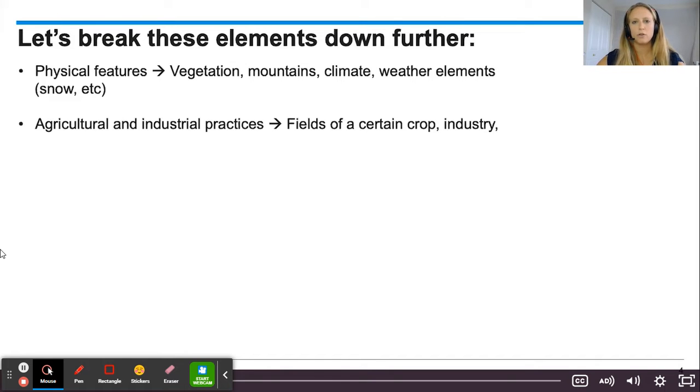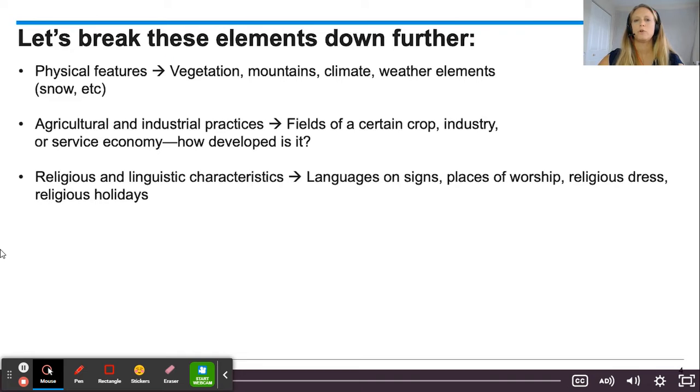You also have the agricultural and industrial practices, which is more of the economic things that are on the landscape, which consists of potentially a certain crop that you might see being made for agriculture, or maybe a certain factory. You also can get a hint as to how developed a place is. If you see people wearing suits, leaving a skyscraper, for example, you know that place is more developed. So those are more economic.